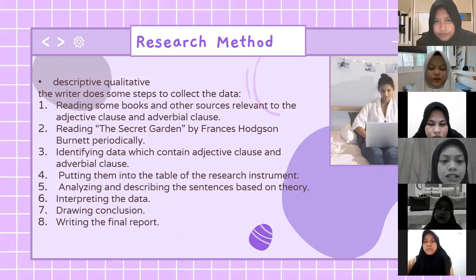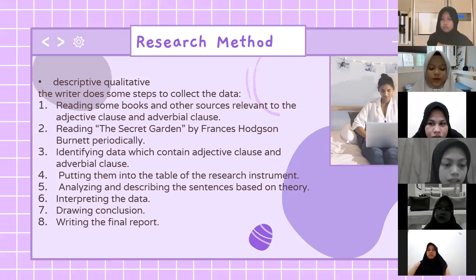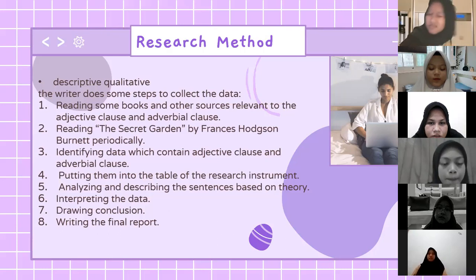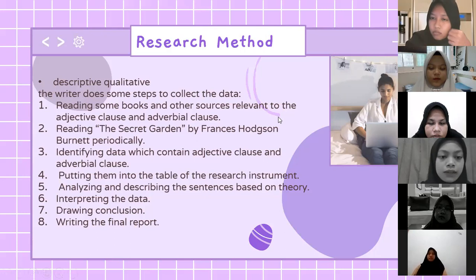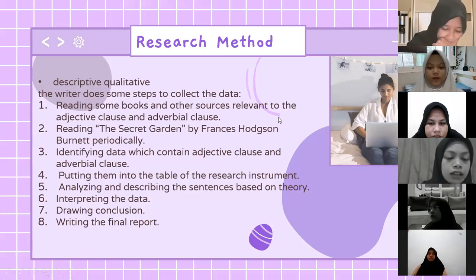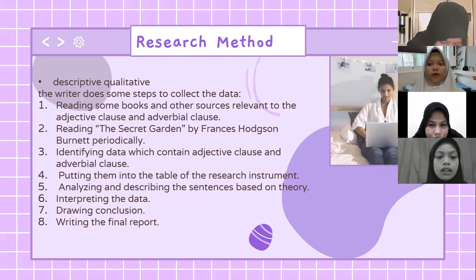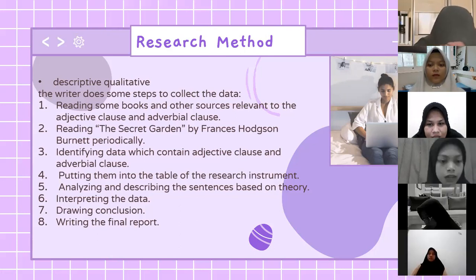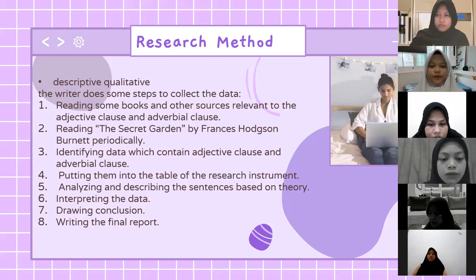The first is reading some books and other sources relevant to the adjective clause and adverbial clause, then reading The Secret Garden by Frances Hodgson Burnett periodically, identifying data which contain adjective clauses and adverbial clauses, putting them into the table of the research instrument, analyzing and describing the sentences based on the theory, interpreting the data, drawing conclusions, and the last, writing the final report.